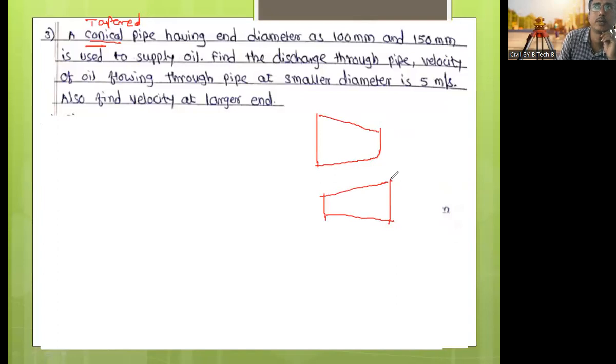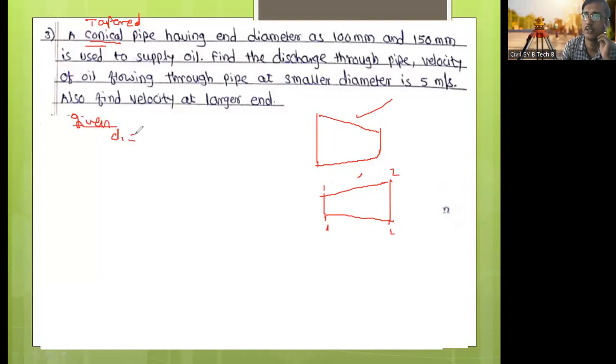Find the discharge through the pipe. The velocity of oil flowing through the pipe at the smaller end diameter is 5 meter per second. Also find the velocity at the large end. This is the problem. Now you can use this or this diagram, whichever you use is fine. I will use this one. Section 1-1, let us call this section 2-2. Okay. So in the given, first draw the diagram, because then it is easier to write the given.